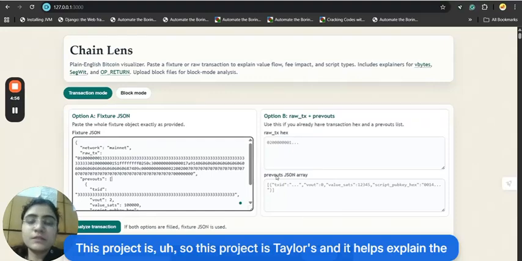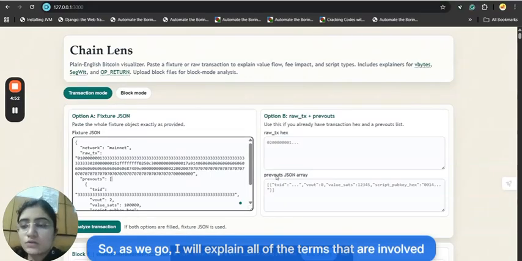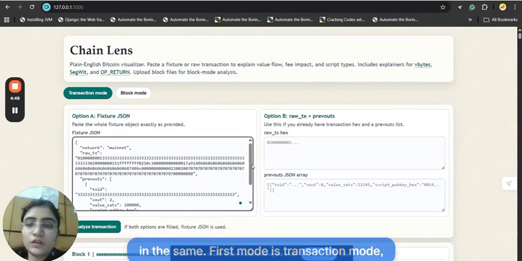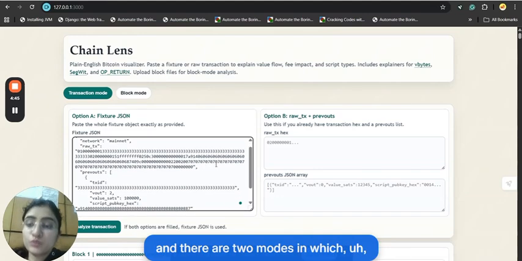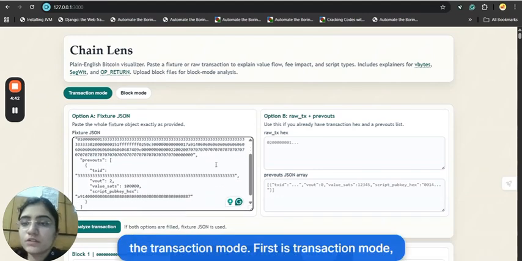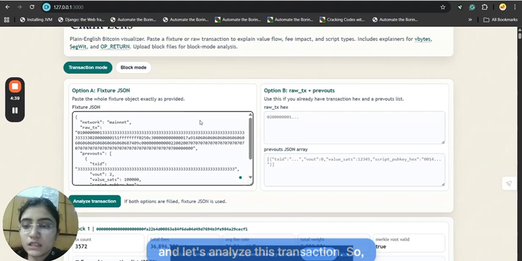Transactions, and it helps explain the Bitcoin transactions and blocks in plain English. So as we go, I will explain all of the terms that are involved in the same. First mode is transaction mode, and there are two modes in which the transactions operate. First is transaction mode. I have applied the fixture JSON for the same, and let's analyze this transaction.